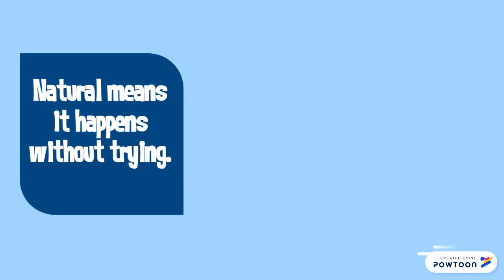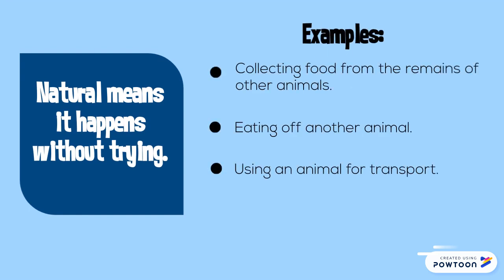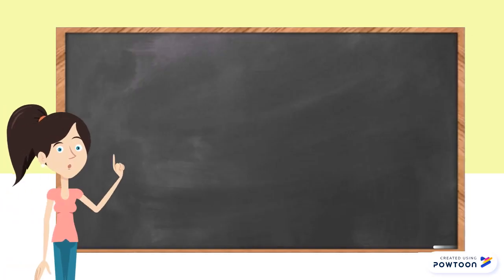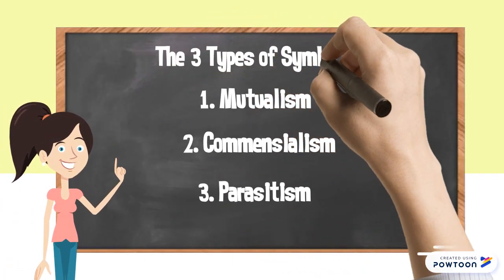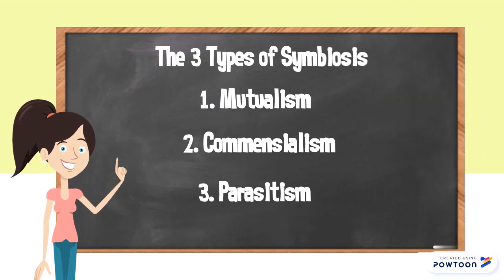Essentially, symbiosis is about how animals help each other through the habits they naturally have. This might be an insect collecting food from the poop of another animal, the ticks on the back of dogs, or a bee pollinating a flower. There are 3 types of symbiosis: mutualism, commensalism, and parasitism.